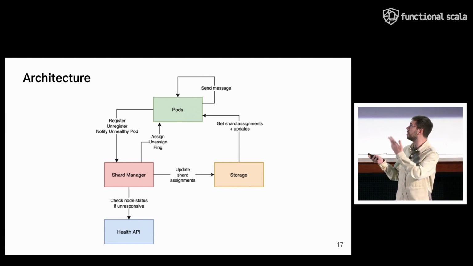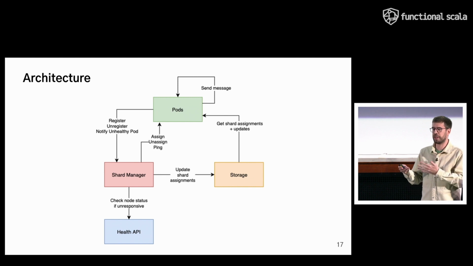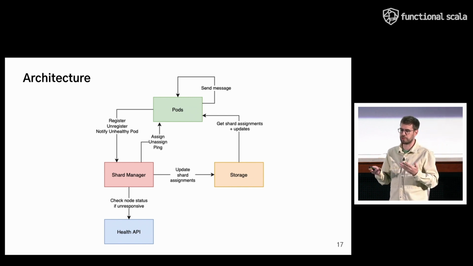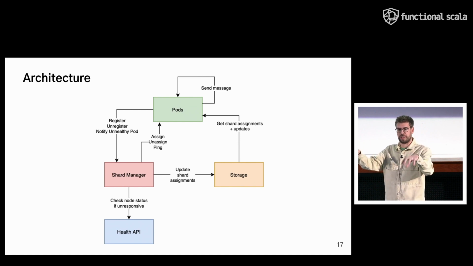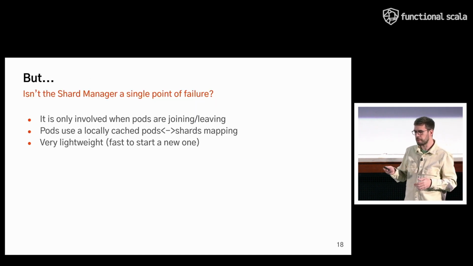And finally, we have the health API, which in our case is Kubernetes, which is an API that tells us if a node is alive or not. And this is important because if a node is alive, we don't want to rebalance any actor that's on that node because we don't want to end up with the same actor in multiple places. So we rely on that to know if the node is really down, to finally redirect the shards on that node.